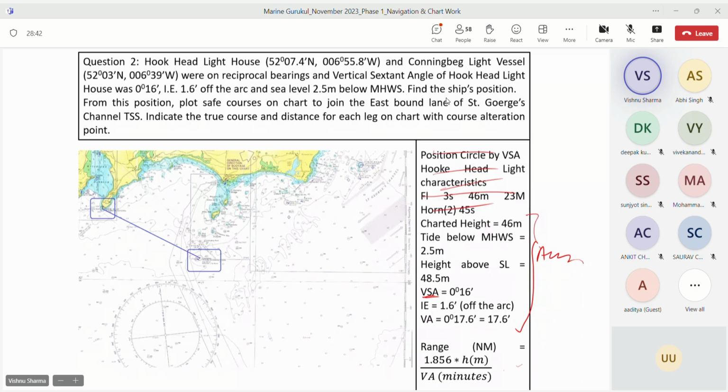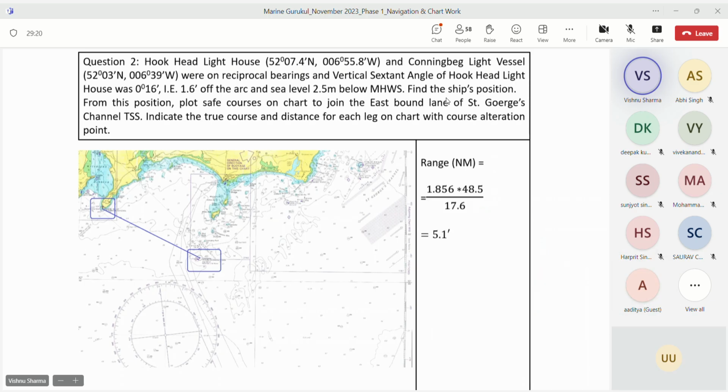So put the values. You can use 1.854, 1.856. Some books use 4, some use 6, so it doesn't matter. Both are correct. It's a rounding off issue in the books. What value of nautical mile have they used? Some people use 1852.3 to convert, some may have used 1850. So that makes the difference. So don't worry, you can use 1.854 or 1.856, both are good. 5.1. So this working has to be on the answer sheet, guys.